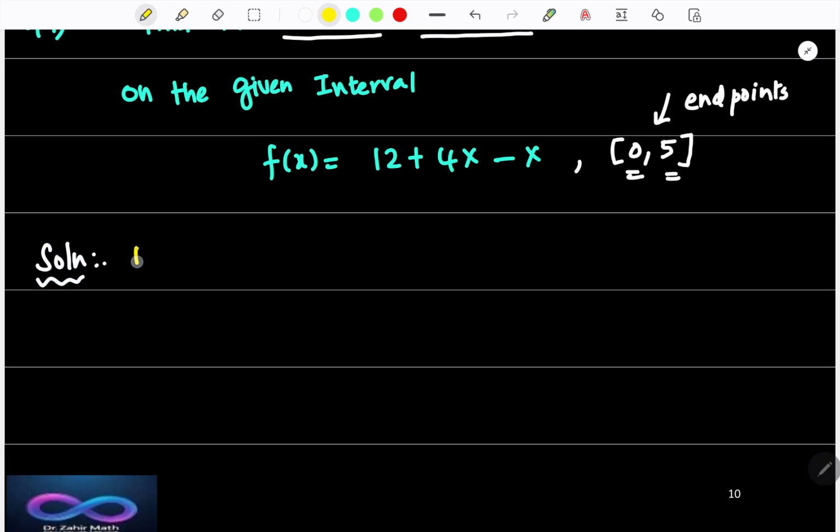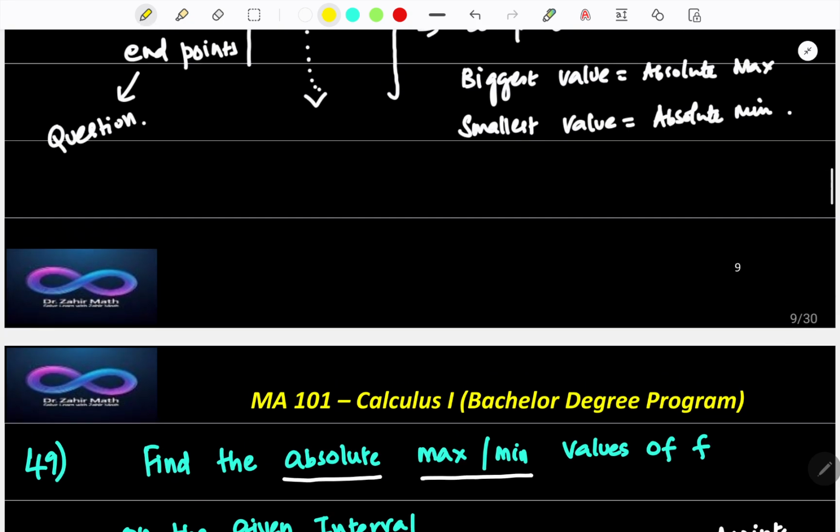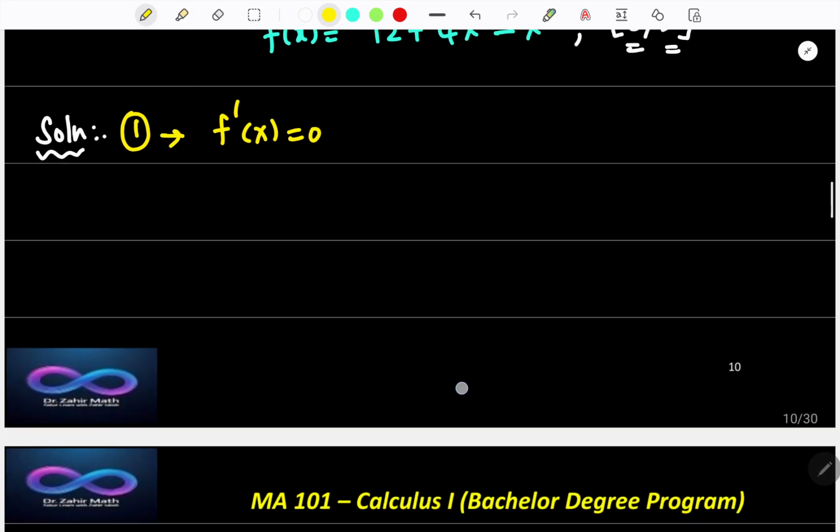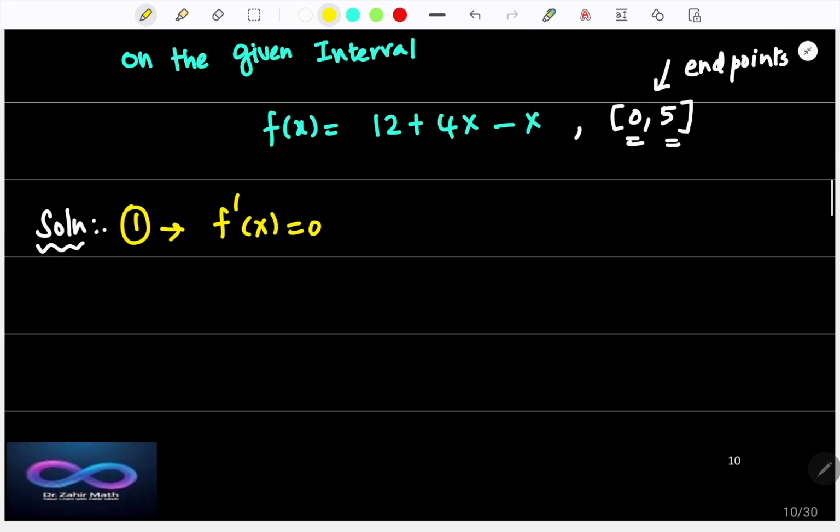What is step number 1? Step number 1 is put f dash of x equal to 0. I didn't write step number 3. This is step number 3. This is step number 2. 3 steps totally. F dash of x equals 0.